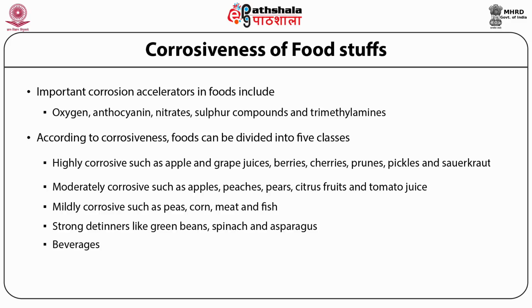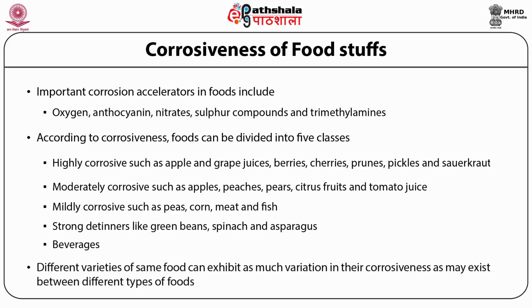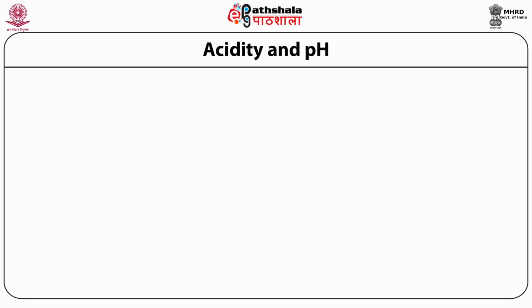While the above classification offers a good broad guide, it is important to note that different lots or varieties of the same food can exhibit as much variation in their corrosiveness as may exist between different types of foods. Thus, for example, the same variety of fruit from different growing regions may vary several fold in corrosiveness. The various factors that can influence the corrosiveness of food products and beverages will now be considered in more detail.